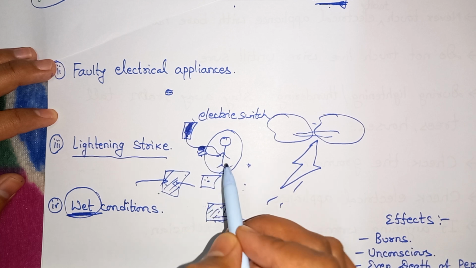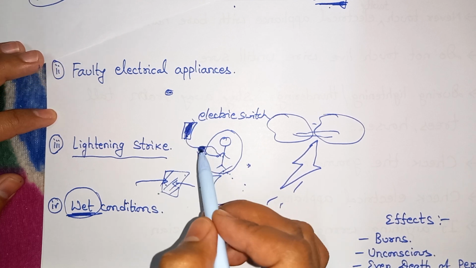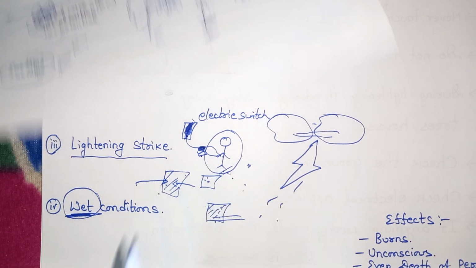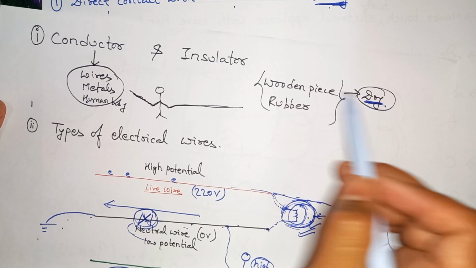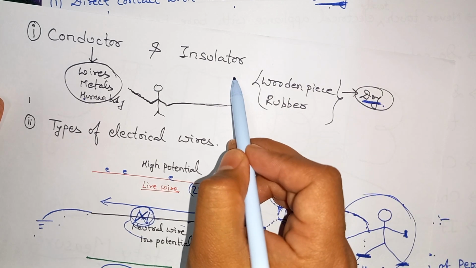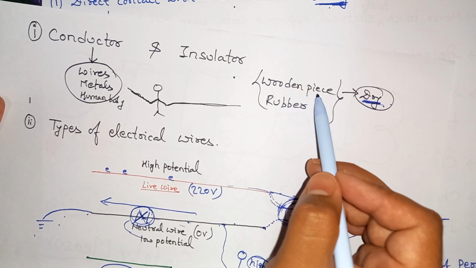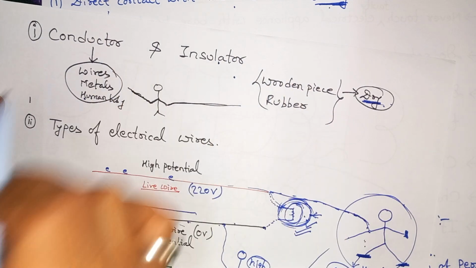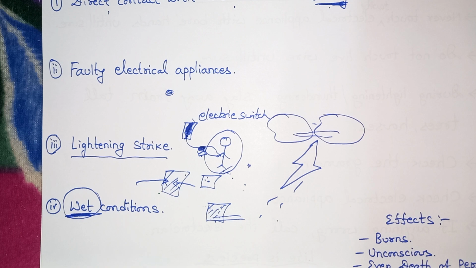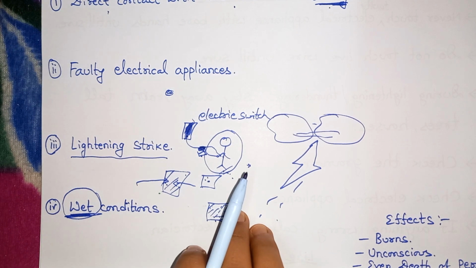So this person should be very much aware that his or her hands should be dry, it should not be wet. That's why I have used here the word dry in place of insulator. If a wooden piece is wet, then this will not be insulated, this will be a good conductor. So these are the causes of electric shock.